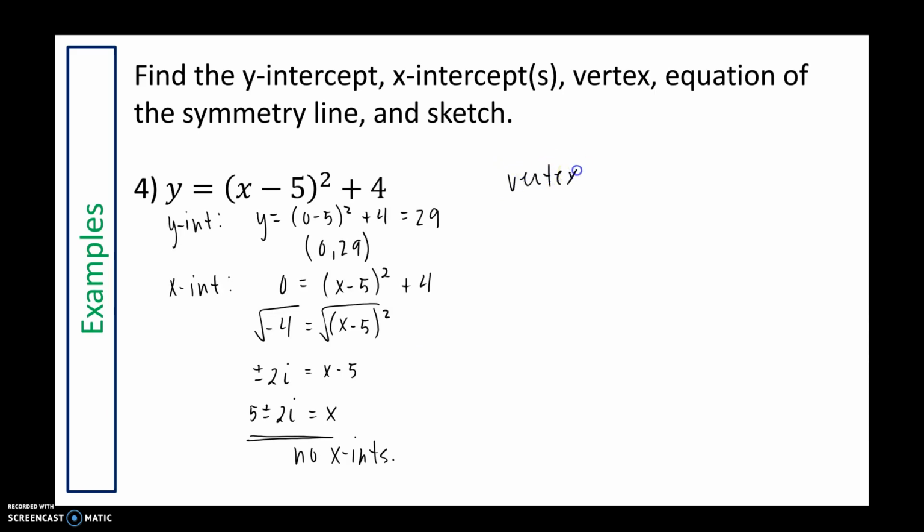Vertex. So the vertex, I'm sorry that it keeps moving. The vertex comes directly from the equation. Okay, it's a minus sign, so the opposite of -5, that would give me +5 as my x-coordinate. K stays the same, so +4 as my y-coordinate. My axis of symmetry is the vertical line through the vertex, so x equals 5.